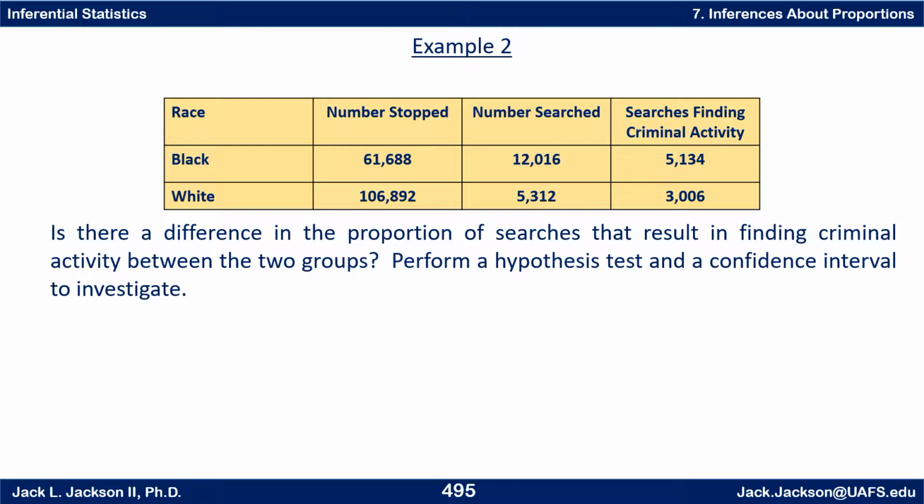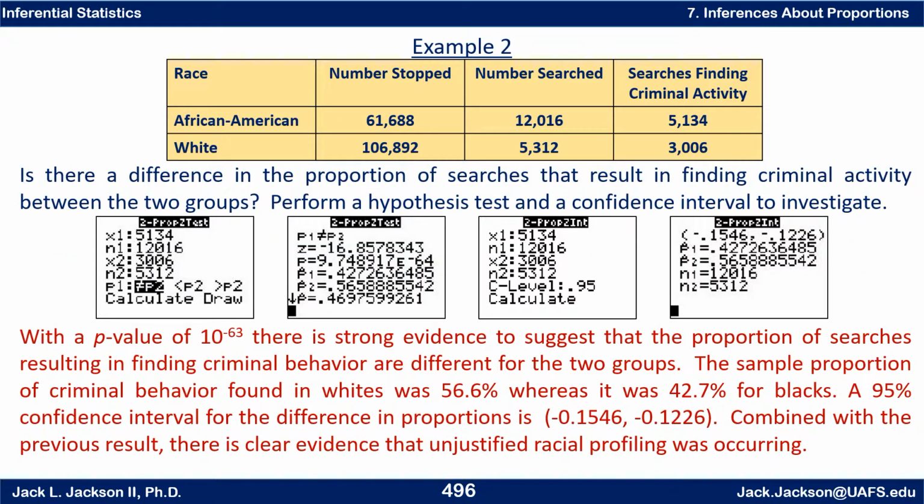So now the sample size is the number searched. That's these two numbers here. And the successes are the ones that actually found the criminal activity. And that's this over here. So let's see if there's a difference there. Again, perform the test yourself now. Press pause. So we're testing for a difference in the proportion of searches that result in finding criminal activity. This time I said difference, so it's a two-tailed test.